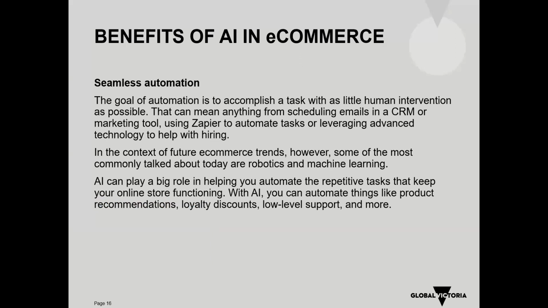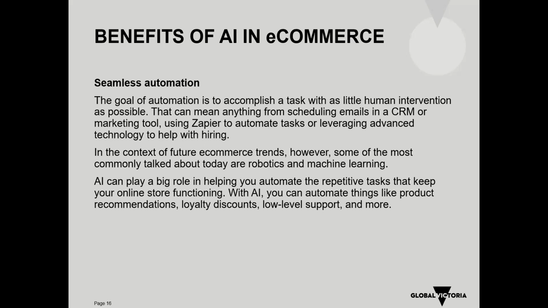The goal of automation is to accomplish a task with as little human intervention as possible. And this means anything from scheduling emails in a CRM or as a marketing tool, using Zapier, for example, to automate tasks, or leveraging advanced technology to help with hiring staff. In the context of future e-commerce trends, some of the most commonly talked about today are robotics and machine learning, and we will look at some of those more futuristic technologies in next week's session.